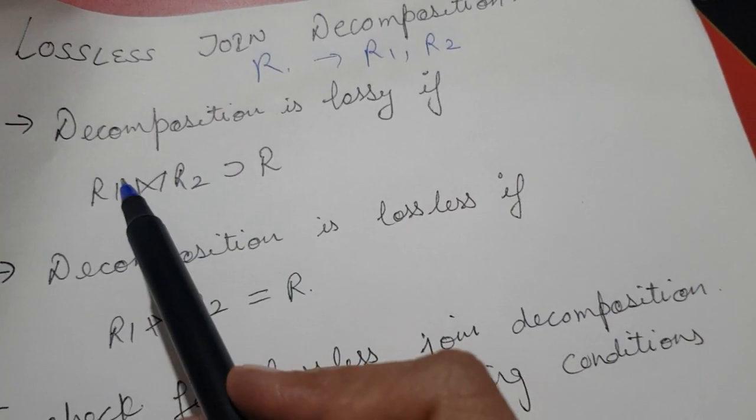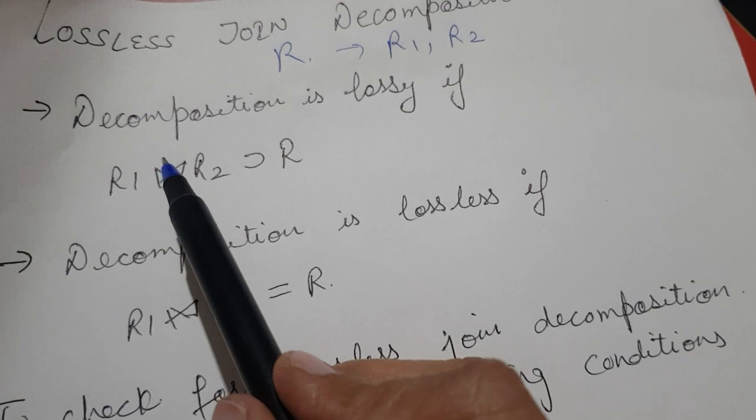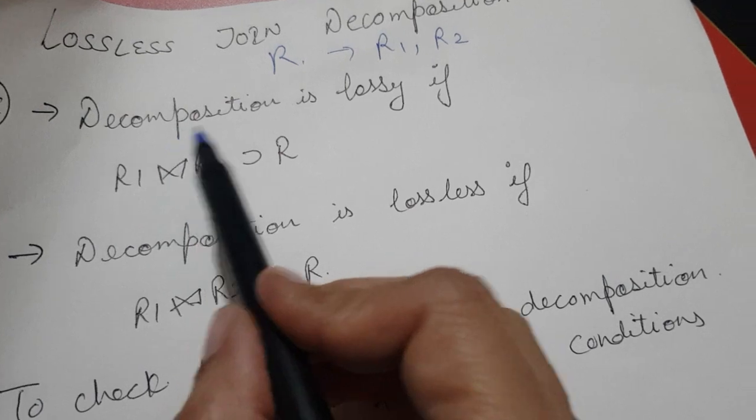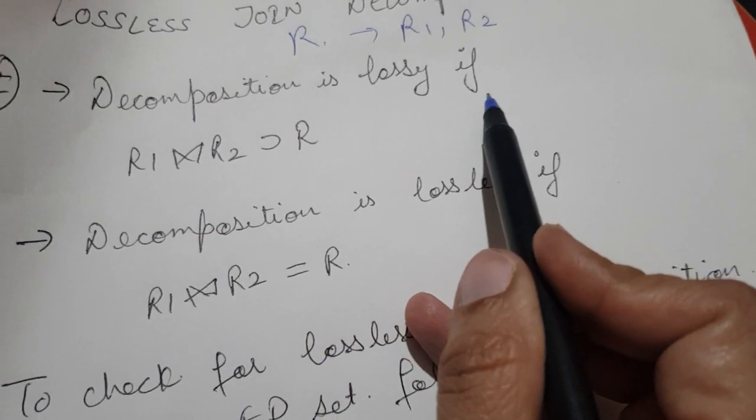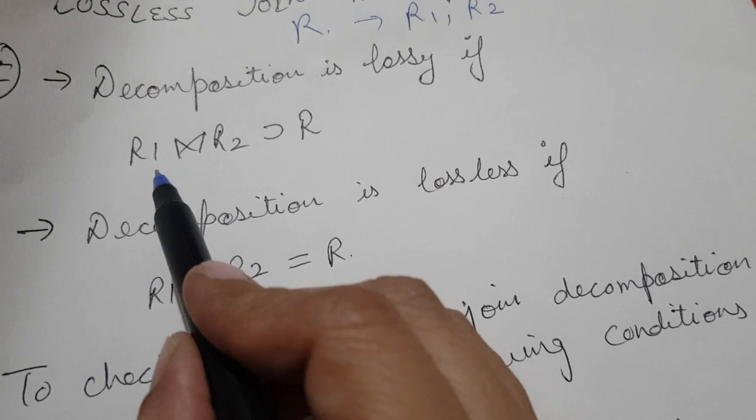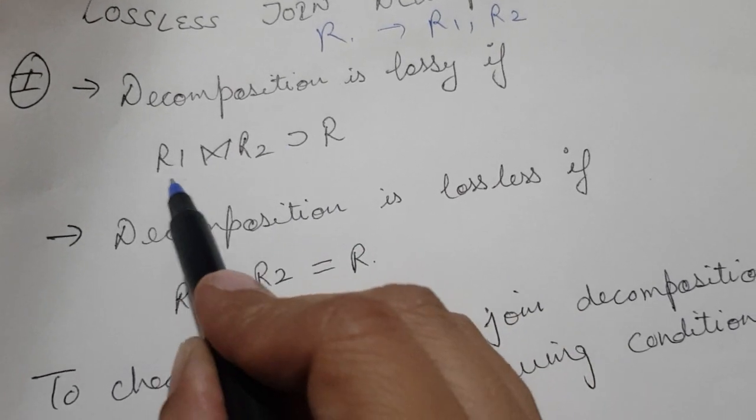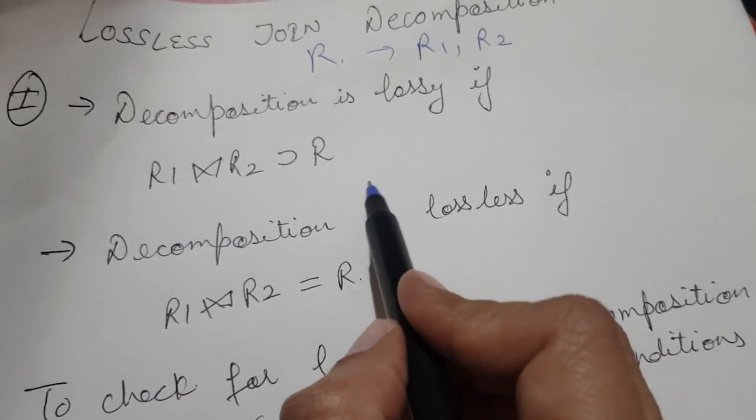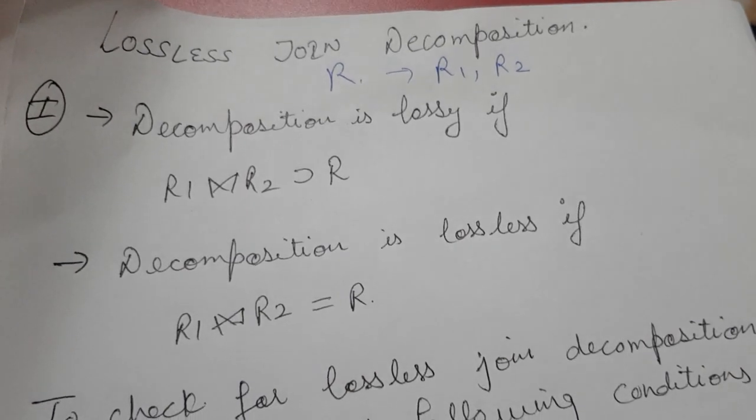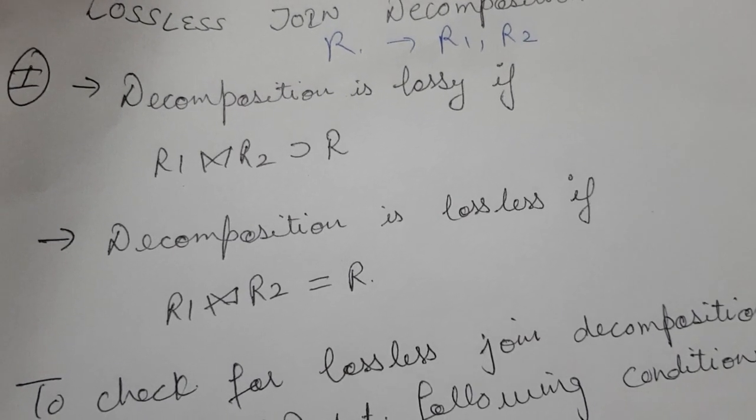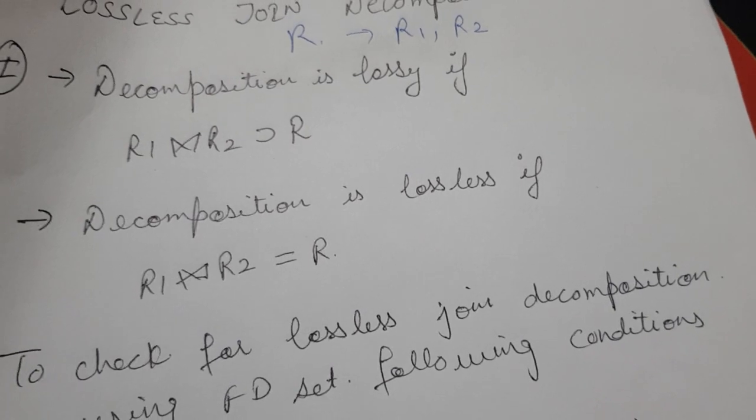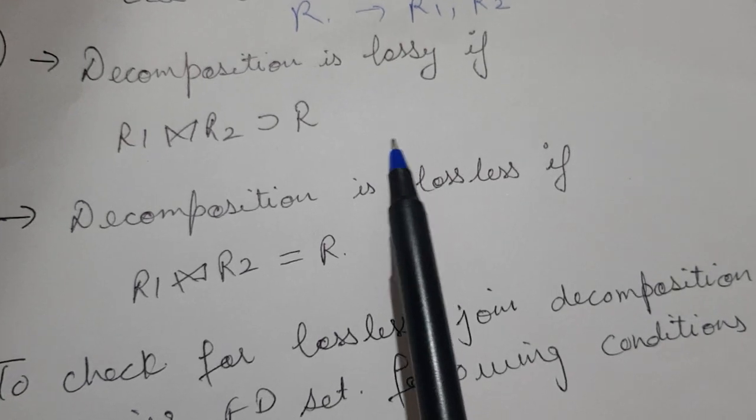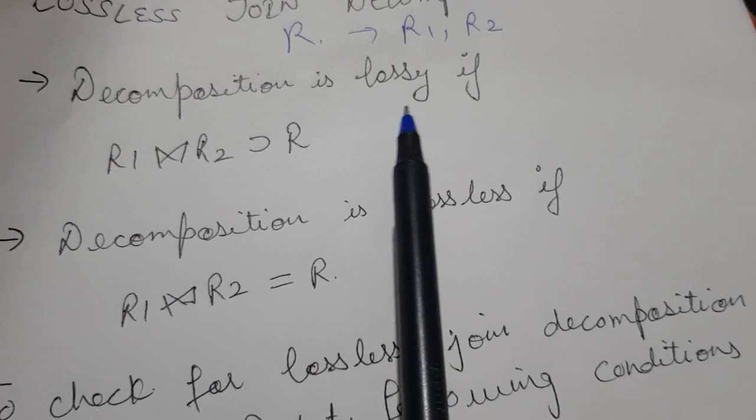Now suppose we want to check whether the decomposition is lossy or not. How can we do that? The decomposition will be lossy if we take the projections R1 and R2 and find the union of these two, and this is not equal to R, meaning it does not belong to relation R. We may get either extra information or we may lose information, but we will not get the original relation back in this case. Then we say the decomposition is lossy.